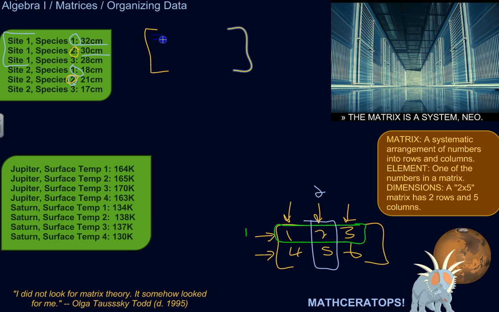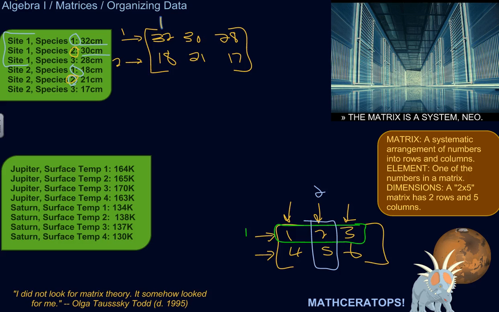It would look like this: 32, 30, 28, 18. I don't know what number that was, definitely didn't look like an 8. 18, 21, 17. Where the rows represent the sites. So all these values have to do with site number 1. All the numbers in row 2 have to do with site number 2.